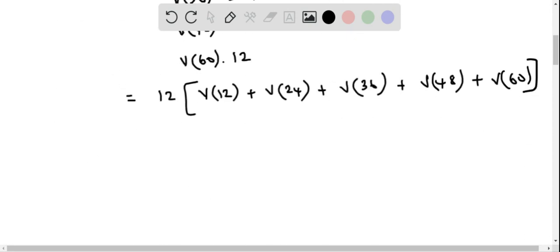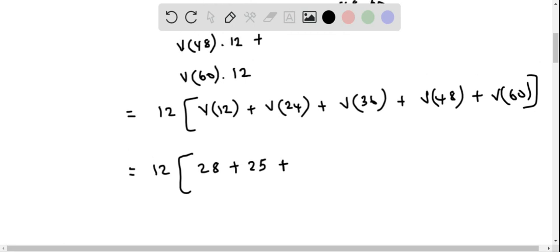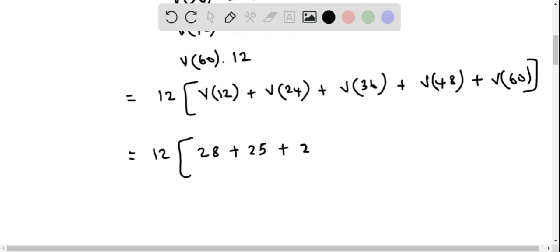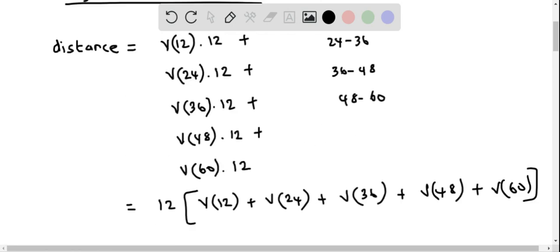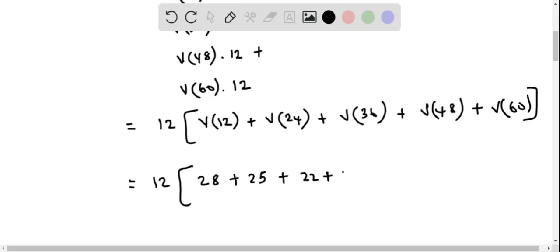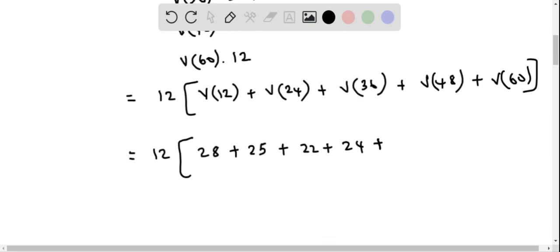Now let's plug in the values of the velocities using the table. V of 12 and 24 are 28 and 25. So this one is 12 times 28 plus 25, and velocity at 36 is 22, and at 48 is 24. So this one is 22 plus 24, and then velocity at time 60 seconds equals 27. So we have to add the numbers inside the bracket.